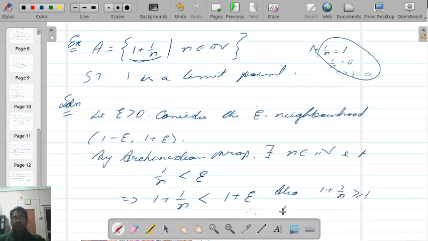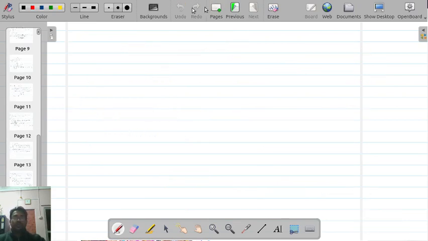So therefore 1 plus 1 by n is an element inside 1 minus epsilon to 1 plus epsilon, and 1 plus 1 by n is also an element inside the set A. That means for every epsilon neighborhood, we are able to produce one point inside the set A which belongs to that epsilon neighborhood. So therefore 1 is a limit point.